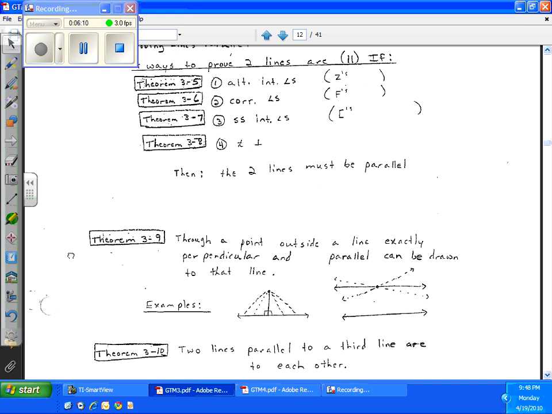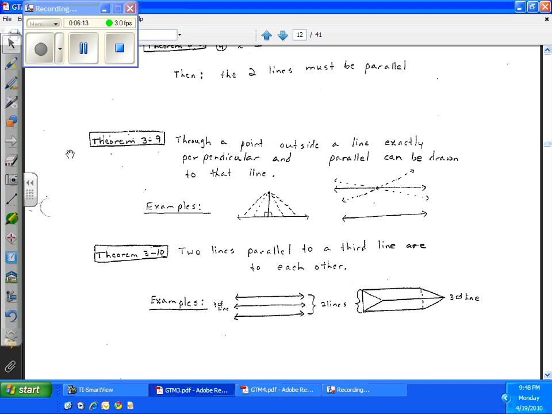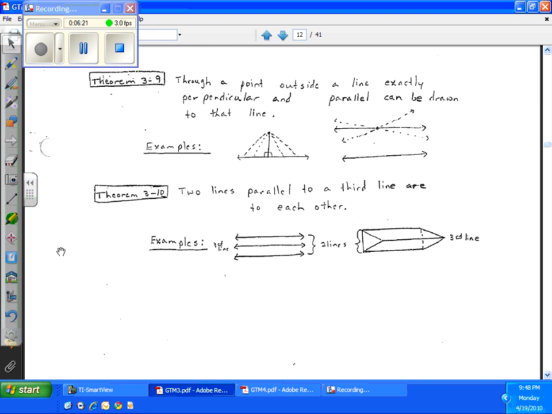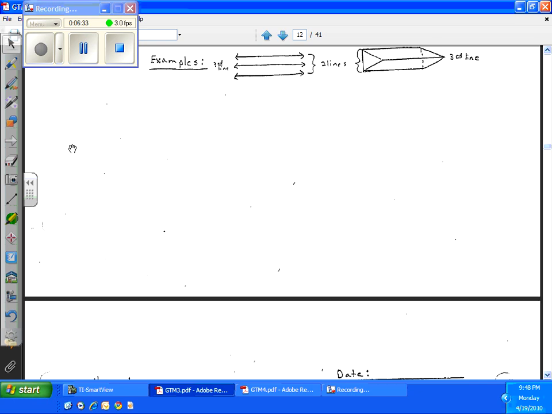And then we had theorem 3.9, which says through a point outside a line, exactly one perpendicular and one parallel can be drawn to the line. And then theorem 3.10 says two lines parallel to a third line are parallel to one another. If two lines are parallel to a third line, then those two lines are parallel to one another.